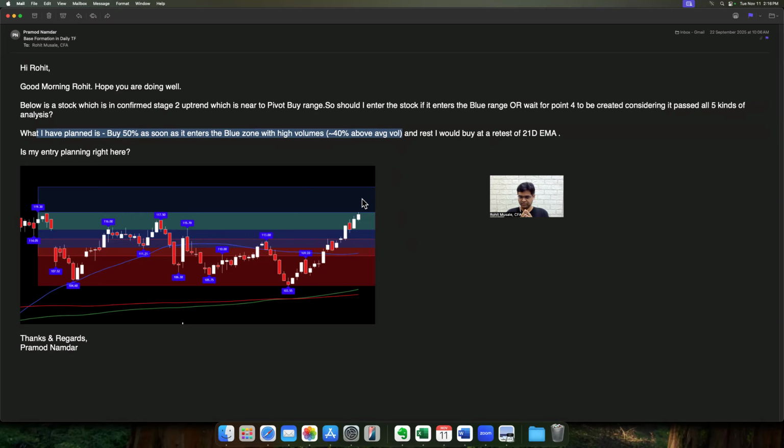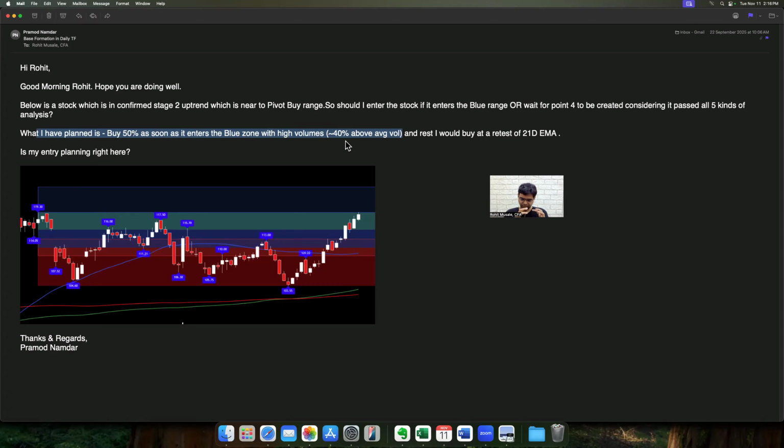So let's say he wants to buy 100 shares. So he will buy 50 shares as soon as it enters here on high volume. So he will have to look at the weekly time frame chart. If the volume on the weekly time frame chart is more than 40% above the average weekly volume, which is the 10-week simple moving average of weekly volume, then he will buy the stock, considering that it has entered the buying range and the volume is 40% above the average weekly volume.